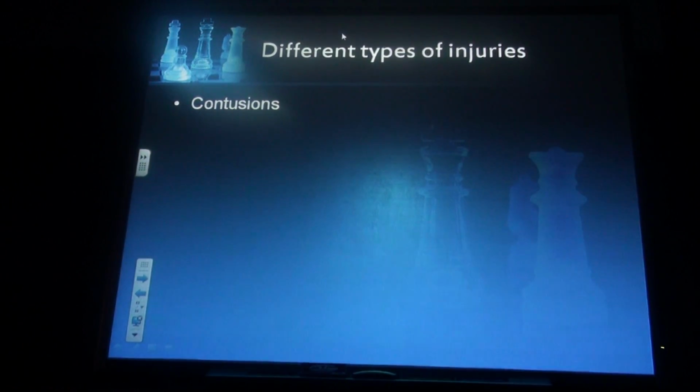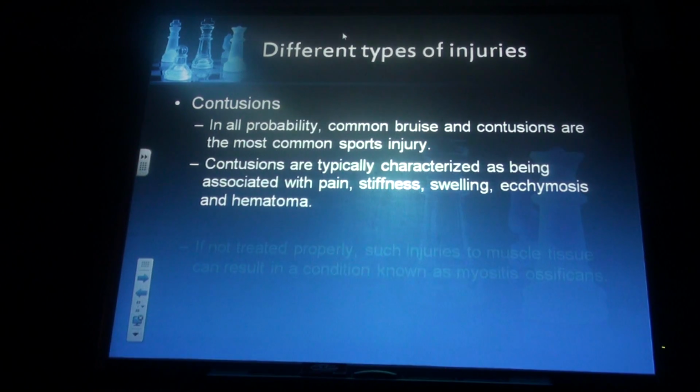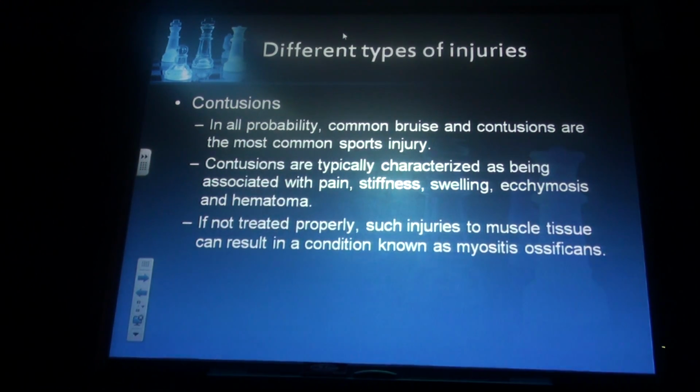Okay, we're going to talk about contusions now. In all probability, common bruises and contusions are the most common sports injury. Contusions are typically characterized as being associated with pain, stiffness, swelling. You get the ecchymosis, that purple color that comes up, and hematoma, which is bleeding underneath the skin.